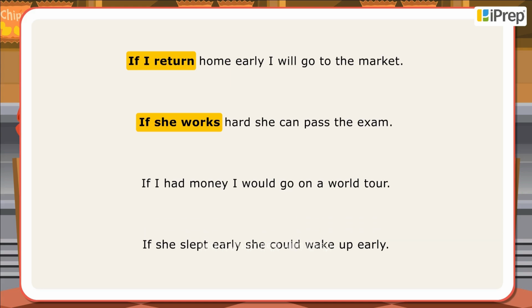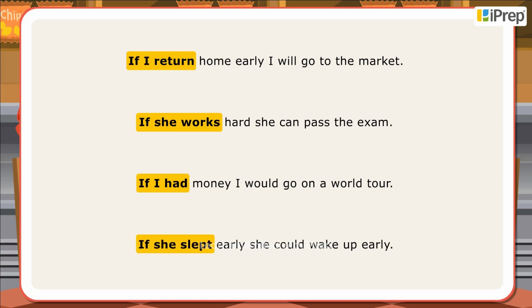In the third conditional sentence, if I had is simple past and is used in the if clause while the main clause showing the result uses would with base form of a verb. This sentence speaks of an imaginary situation. In the last conditional sentence, if she slept is simple past and has been used in the if clause, while the main clause showing result uses would with base form of a verb. This conditional sentence expresses an unlikely possibility.